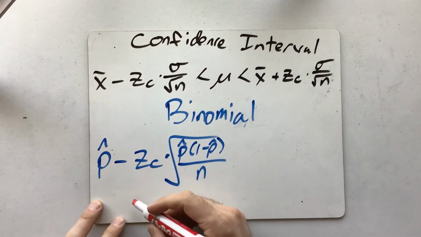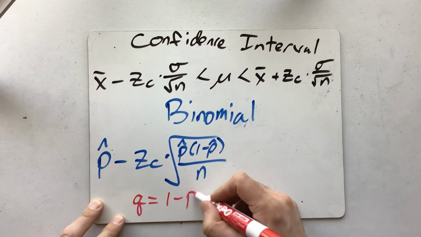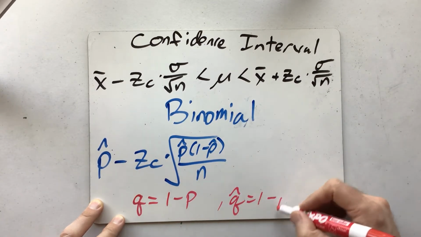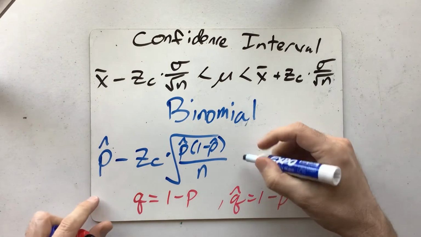One quick note: the book often uses the letter q to mean 1 minus p, or q hat to mean 1 minus p hat. So when you see q written in the homework, in your notes, in your textbook, that's what it means. I'm not going to use it very much in my notes because it's not that hard to just write 1 minus. So I'm just going to write 1 minus. But when you see that, that's what it's getting at.